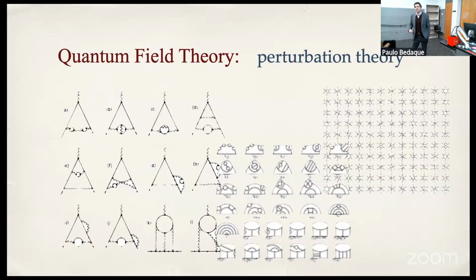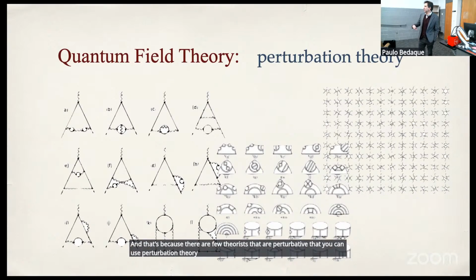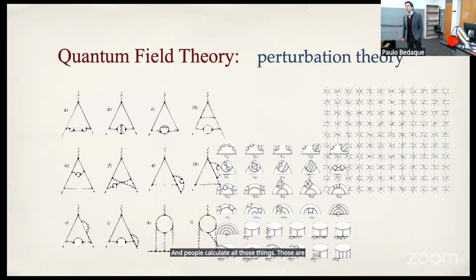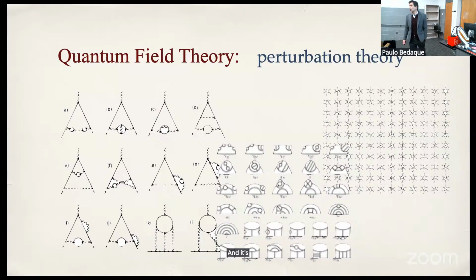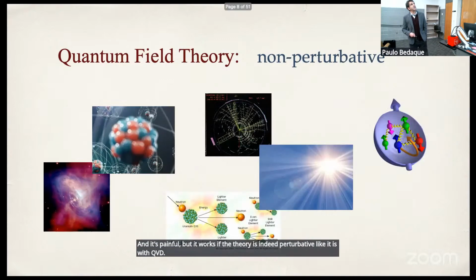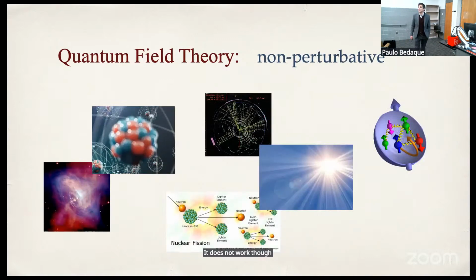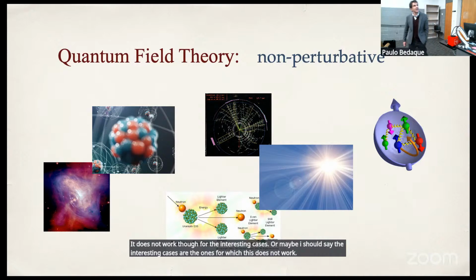Usually when people say quantum field theory, they immediately think about Feynman diagrams, and that's because there are field theories that are perturbative, where you can use perturbation theory, and perturbation theory in field theory is best described in terms of those funny graphs. And people calculate all those things. Those are not only drawings. Someone on this earth actually calculated those things. And it's painful, but it works if the theory is indeed perturbative, like it is with QED. It does not work, though, for the interesting cases. Or maybe I should say the interesting cases are the ones for which this does not work, right?